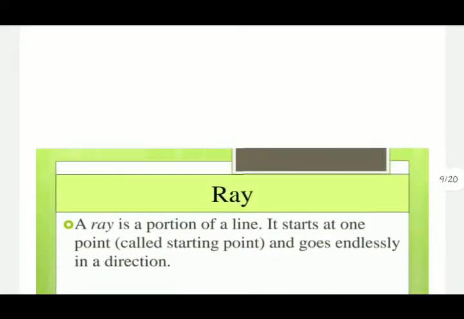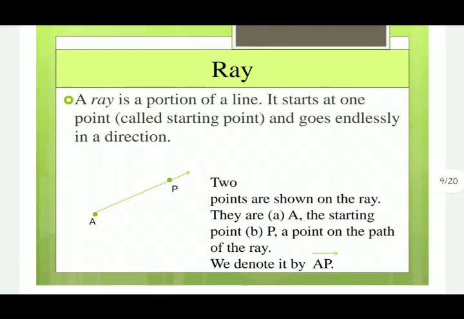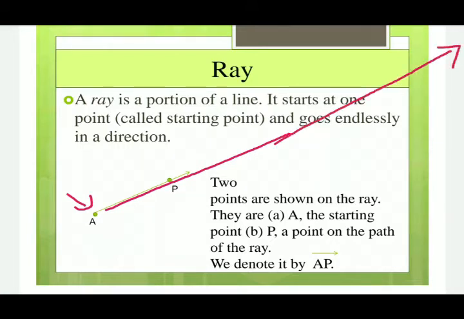Next is ray. A ray is a portion of a line. It starts at one point called the starting point and goes endlessly in a direction. Now here at point A, it is the starting point, and after that the ray is going endlessly, means as long as you want to move it can go endlessly. So in one direction only. So here ray is AP.